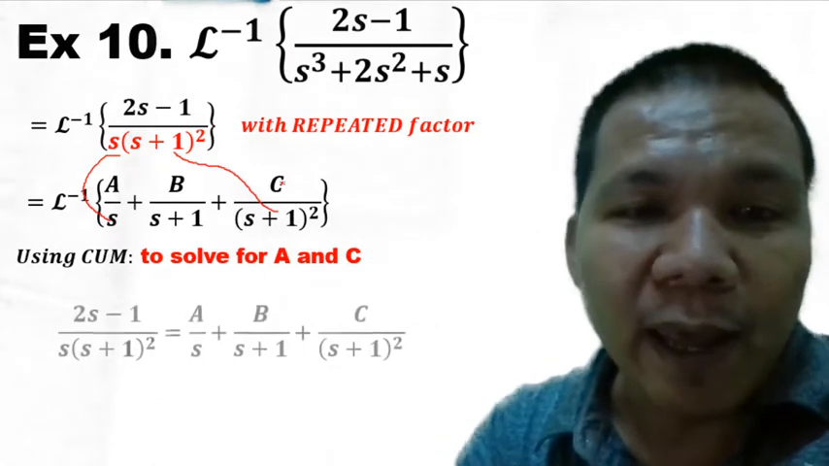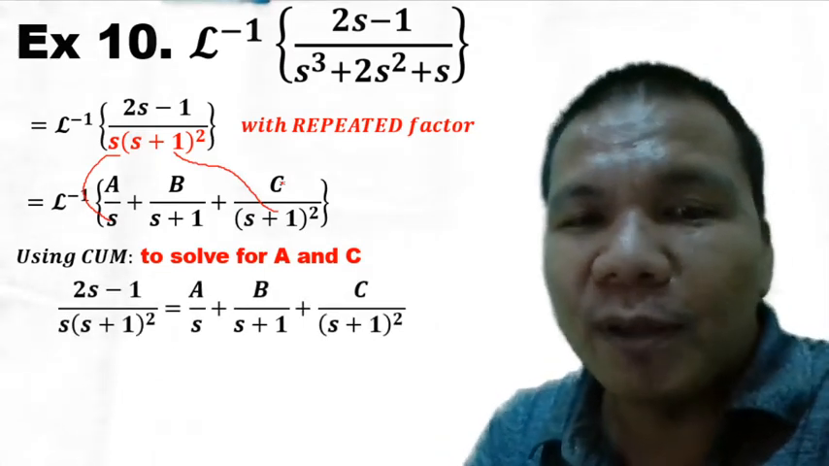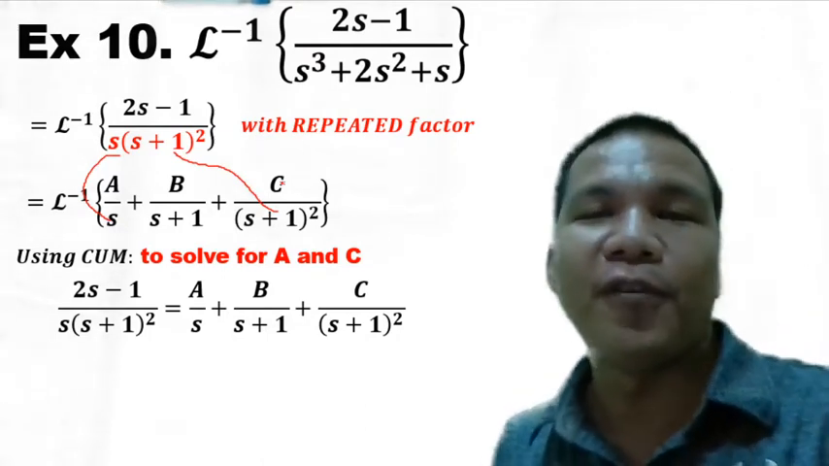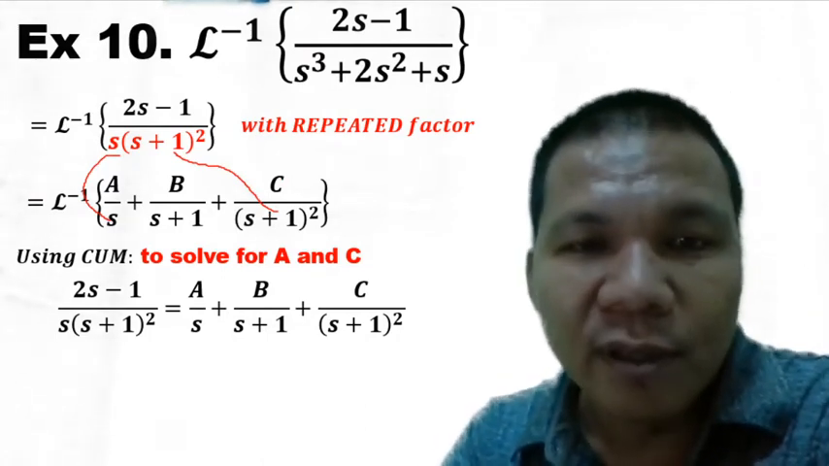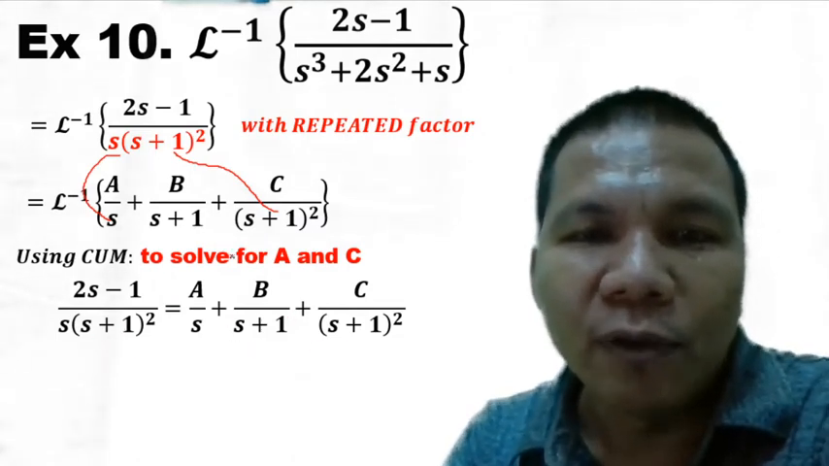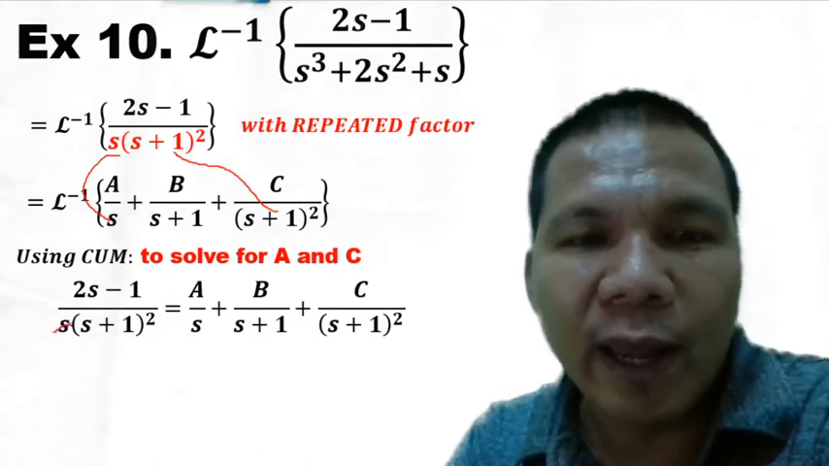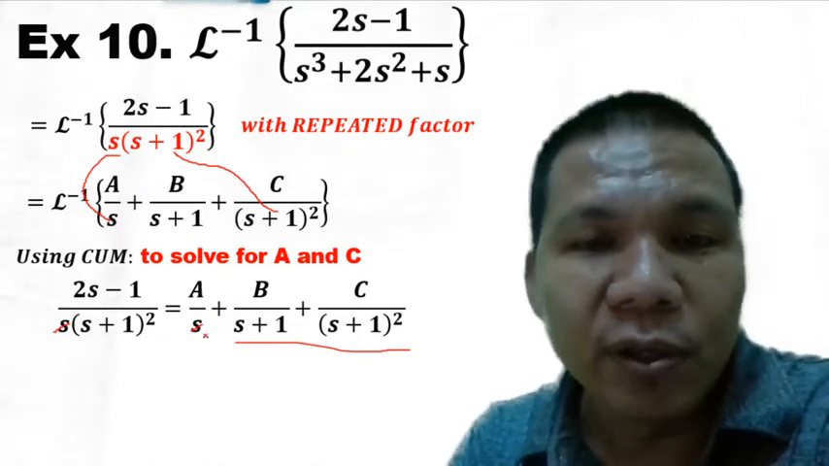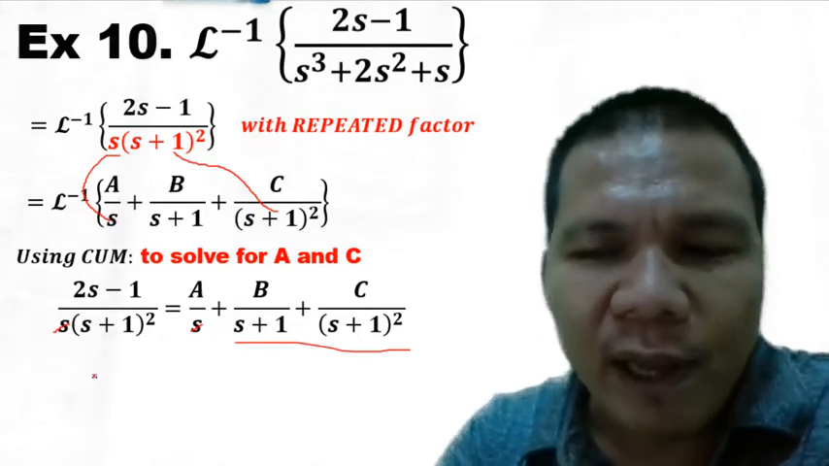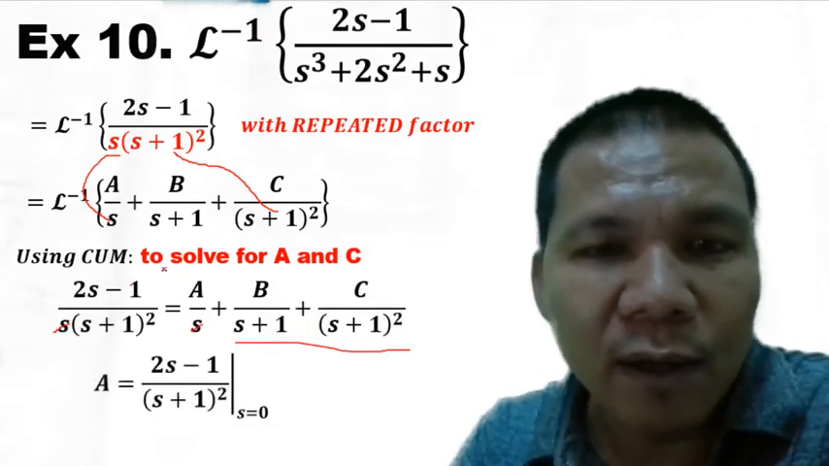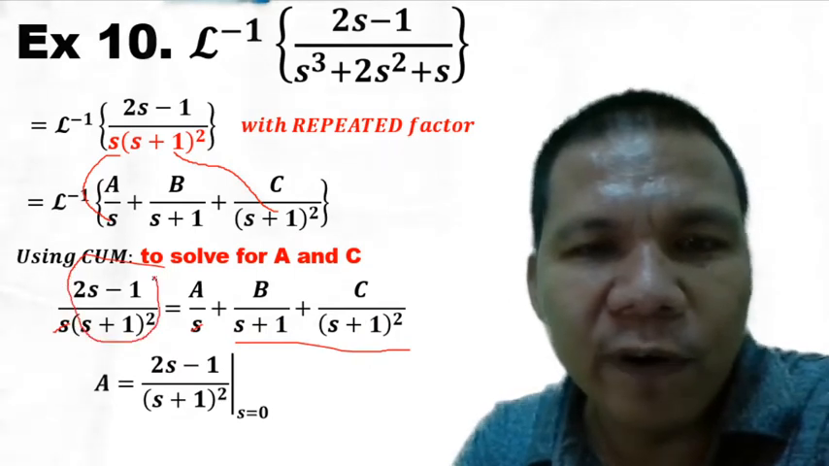Let's try to solve A first. But before that, we need to rewrite the fraction in its expanded form. This is the fraction and this is the expanded form. Now, to solve for A, we cover s and s. Never mind the other terms. Now, we are only dealing with A here. So, you just cover s and s. What will be left for your A? This will be left for A.